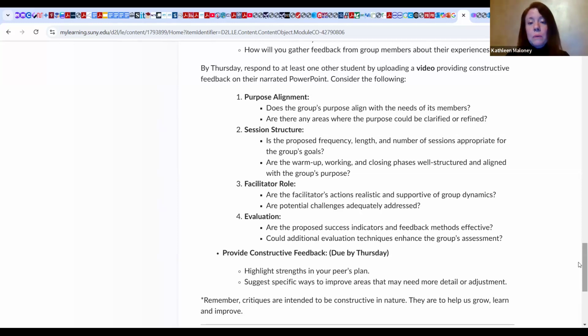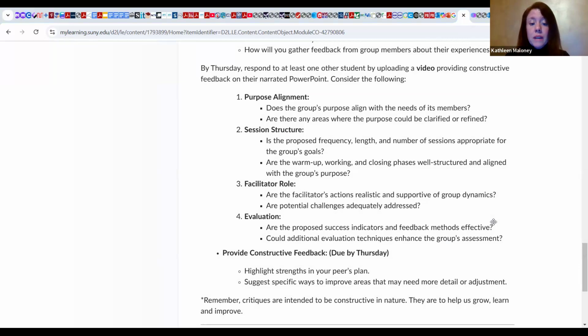So I'm proposing you constructively critique a fellow student based on the following questions. Does the group's purpose align with the needs of its members? Are there any areas where their purpose could be clarified or refined? Is the session structured in regards to length, the number of sessions, group goals? Are the warm-up, working, and closing phases well structured? Are the facilitator's actions realistic? Are potential challenges adequately addressed? And are the proposed success indicators and feedback methods effective?